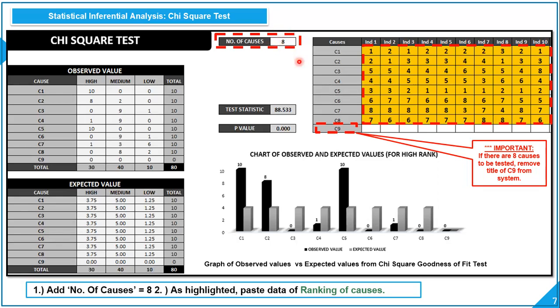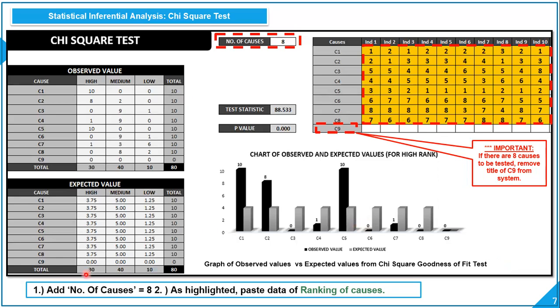And once that is done, once we tested the data over here, and once we remove this C9, automatically we're going to get the p-value, and we're going to check the p-value. Right now it is 0.00. And we're also going to see the graph, the observed value versus expected value. So this is the graph of observed value versus expected value from the chi-square goodness of fit test.